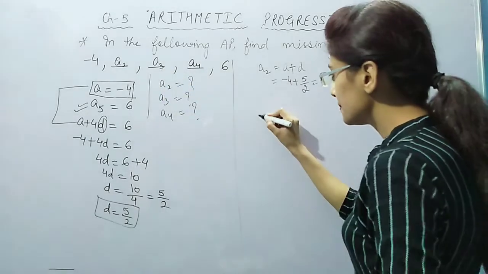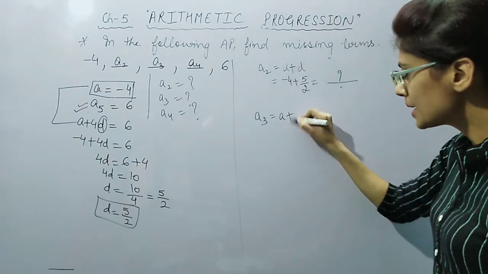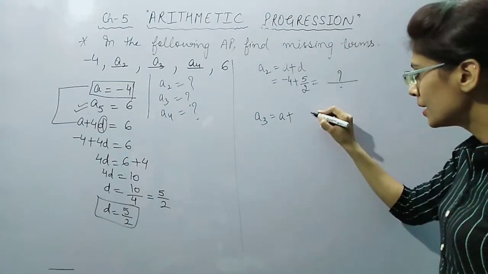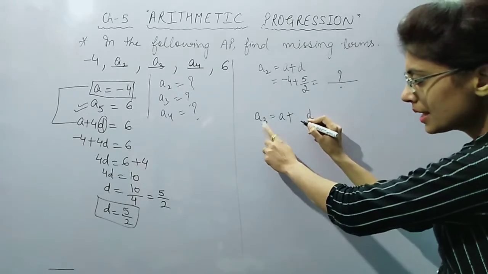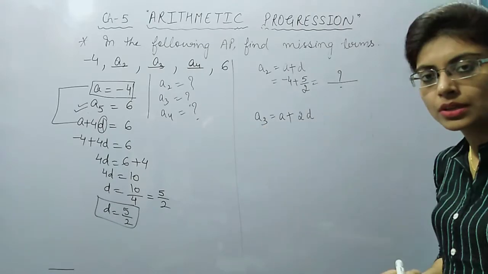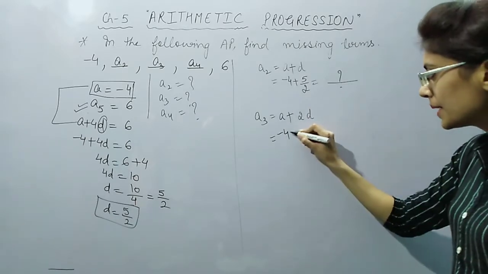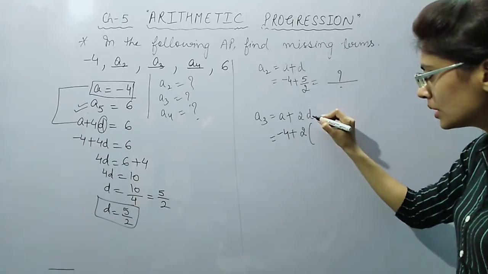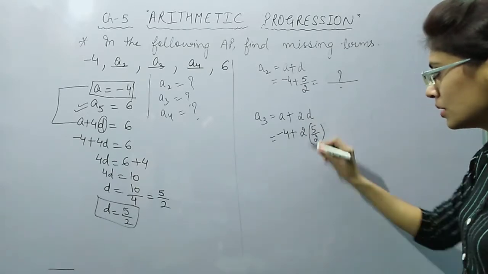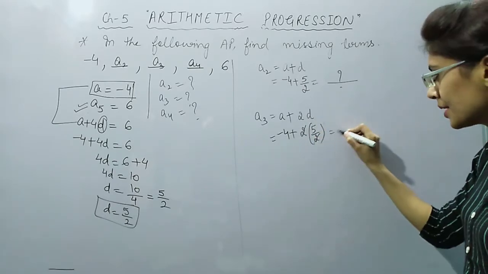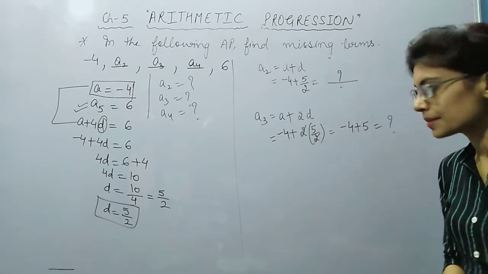Next, A3. Again, what is the method? A plus is fixed and d. What is to be written? Coefficient of d, 1 less than this means 2. Now putting the values, the value of a is minus 4 plus 2 into d. The value of d is 5 over 2. 2 and 2 cancel. Minus 4 plus 5, you know very well what the answer is.